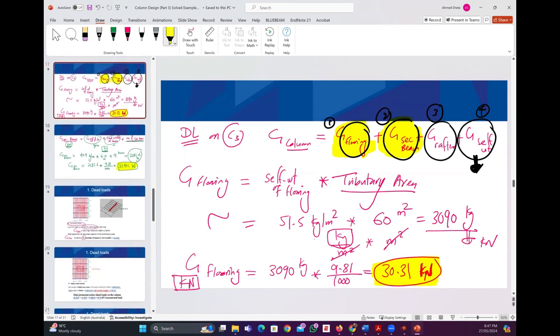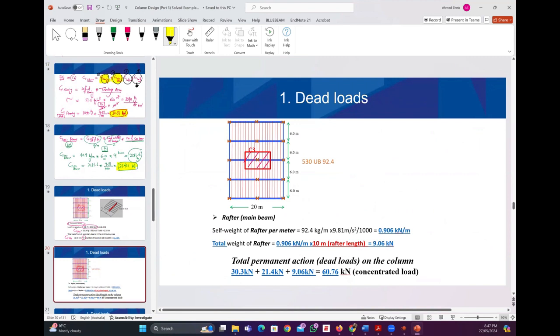How do we find the load of the rafter? So what is the rafter self weight? This is our rafter. We need to know how much of the rafter is inside the tributary area. So how much of the rafter is inside the tributary area? 10 meter, which is the width in this direction, right? Is it logical?